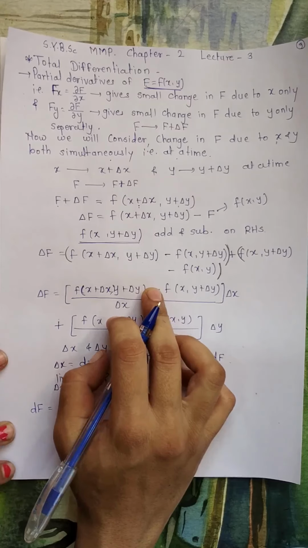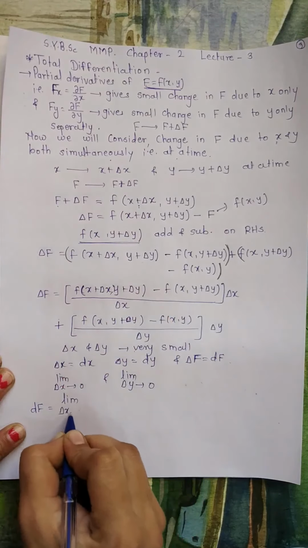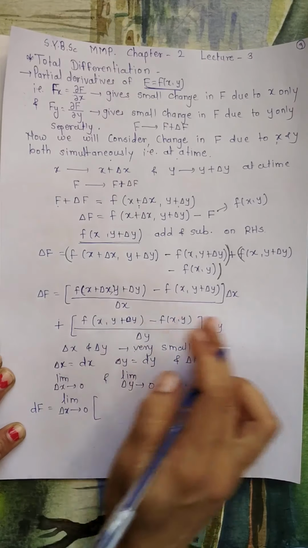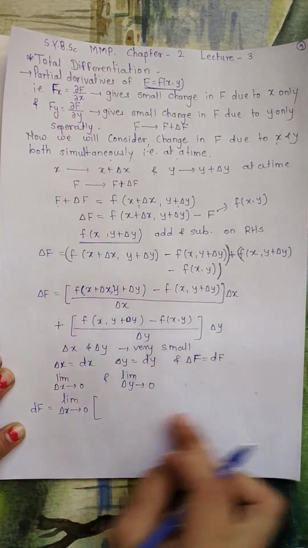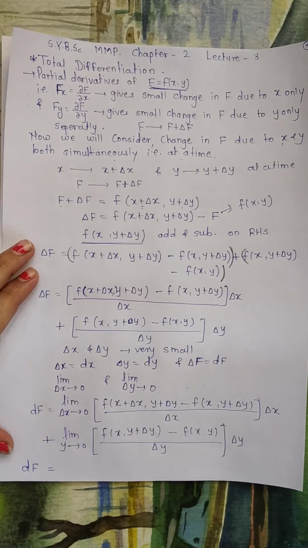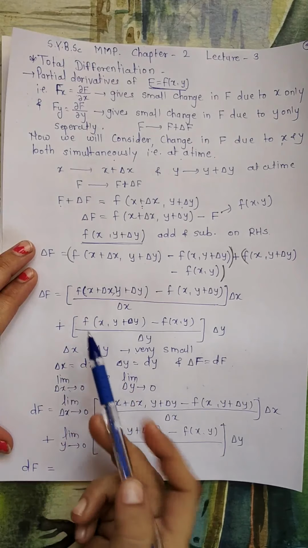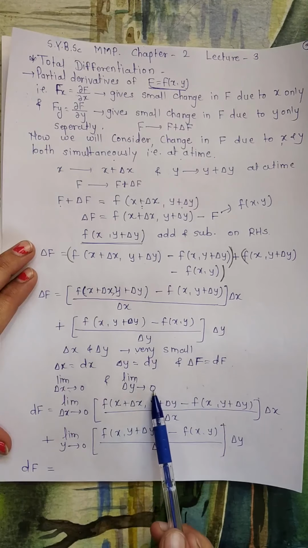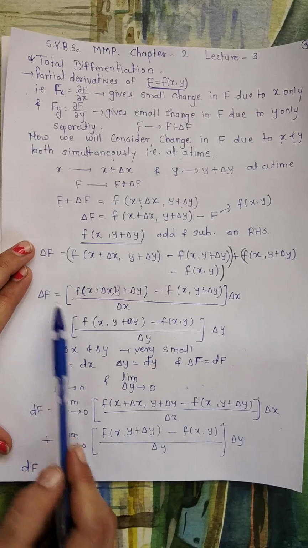Here I will take the limit as delta x tends to 0 of this quantity. So let me write here, I will take the limit as delta y tending to 0 and I will write this equation, then we will discuss it further. I have taken the limit as delta x tends to 0 for the first term and the limit as delta y tends to 0 for the second term, and I have rewritten the equation for df.